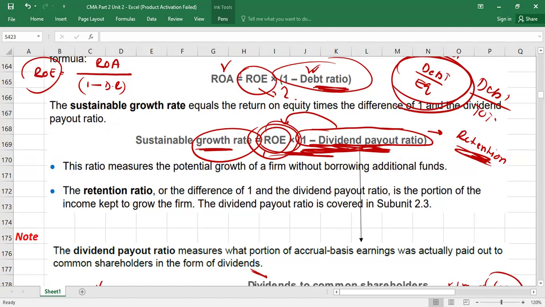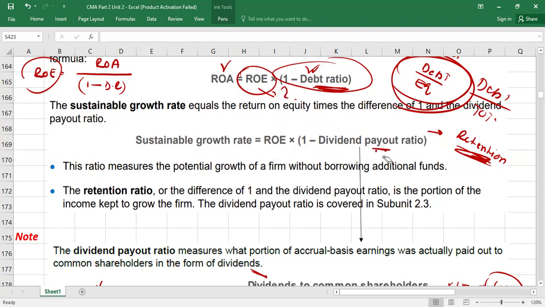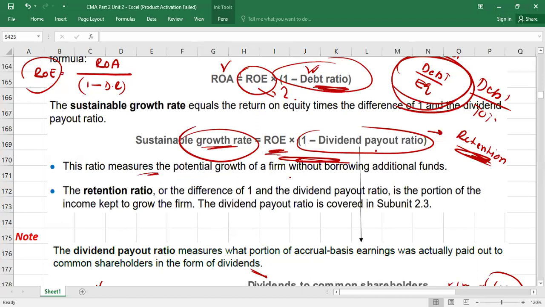As I told you, 1 minus dividend percentage is your retention ratio. If I reinvest that retained value and at least earn a return equal to return on equity, my business will grow. I hope it is clear. So actually this growth rate is the potential growth of a firm without borrowing additional funds, because we want to grow with our retained investment. I hope it is clear, guys.